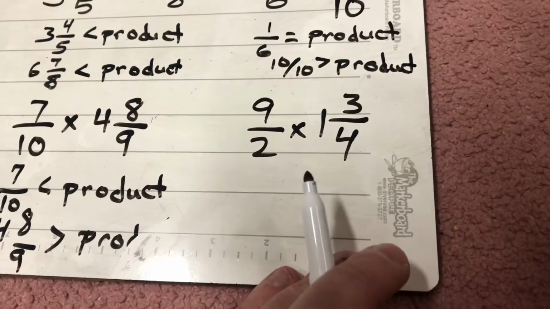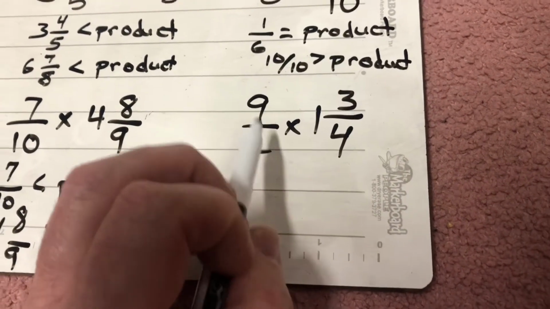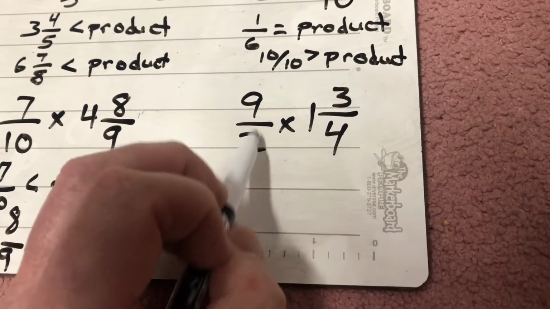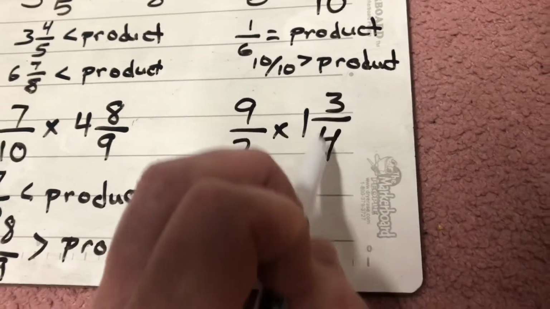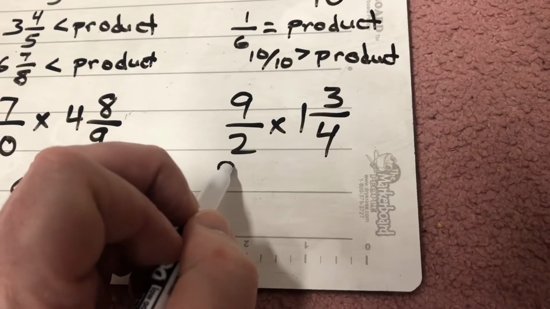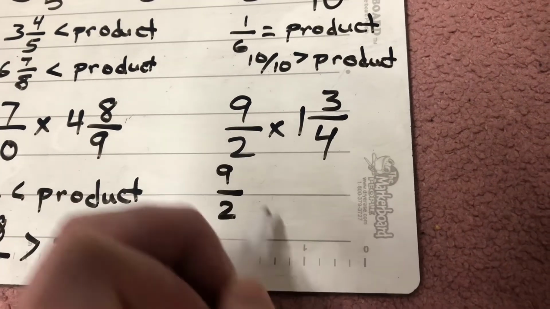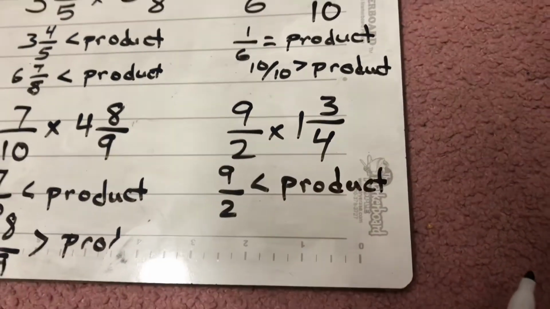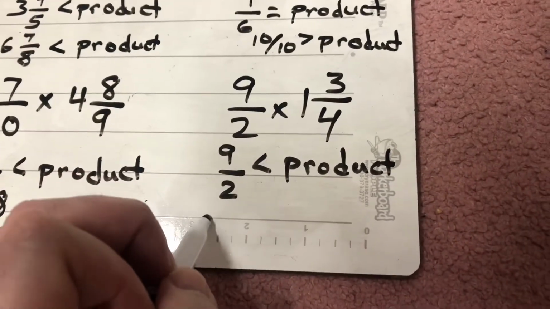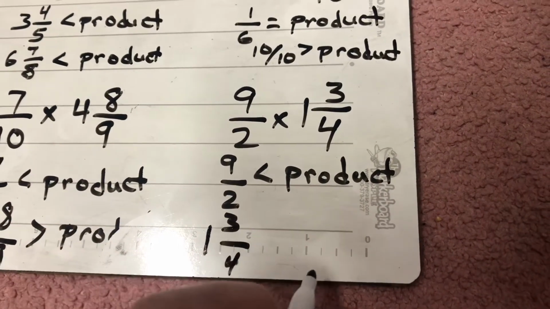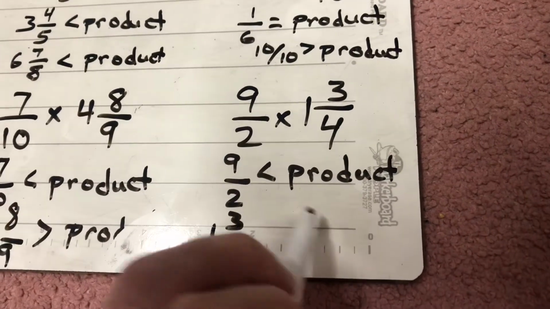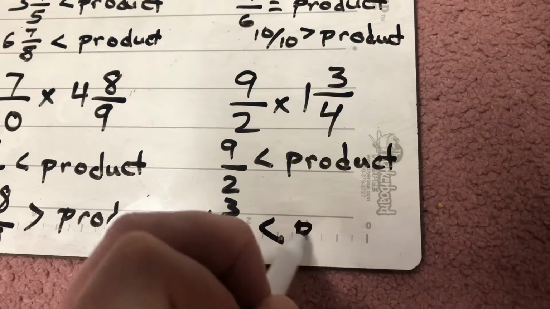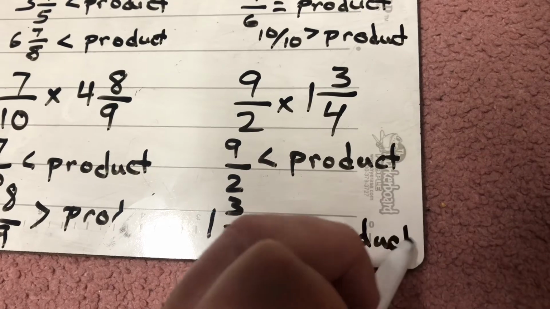Last one, 9/2 times 1 3/4. Well, 9/2, it's an improper fraction. So we know that this number is greater than 1. I'm taking a number that is bigger than 1 and I'm multiplying it by more than 1 time, 1 3/4. So that tells me that 9/2 is going to be less than my product because my product is simply going to get bigger. Same with 1 3/4. I'm counting that more than 1 time. So my answer is going to be bigger than 1 3/4. 1 3/4 is going to be less than my product.